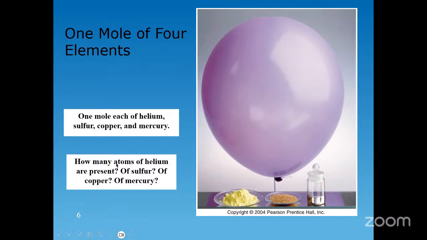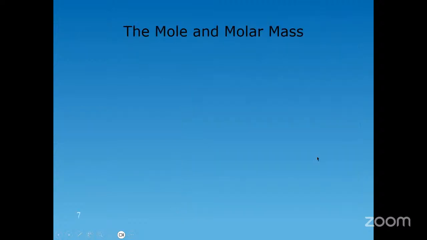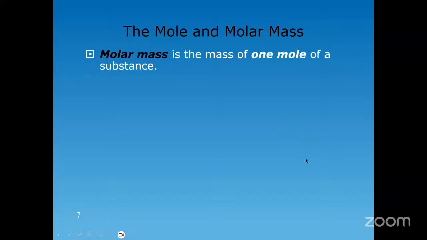The difference, however, will be in the masses. So this leads us now to the concept of molar mass. What's the definition of molar mass? The molar mass of a substance is the mass, usually expressed in grams, of 1 mole of that substance. And that substance could be an element, a molecular compound, or an ionic compound. So that's what the molar mass is by definition.